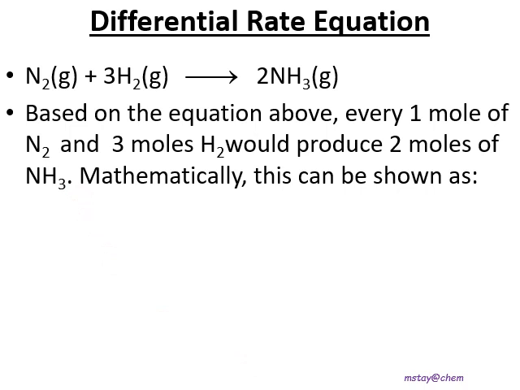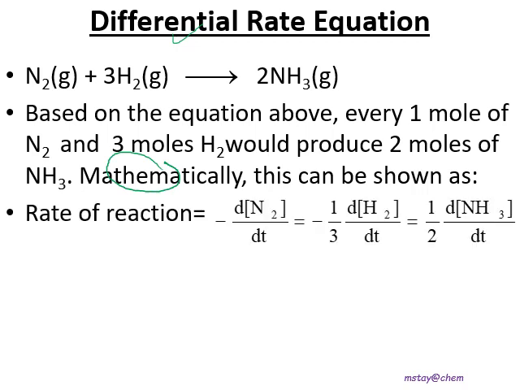However, now we are doing the differentiation, mathematically. So we are going to show it like this. Rate of reaction will equal to negative d concentration N2 over dt. Negative, which will show that nitrogen is a reactant. This means the change of concentration over time. So for the hydrogen, also the negative sign, then we know that hydrogen is a reactant.